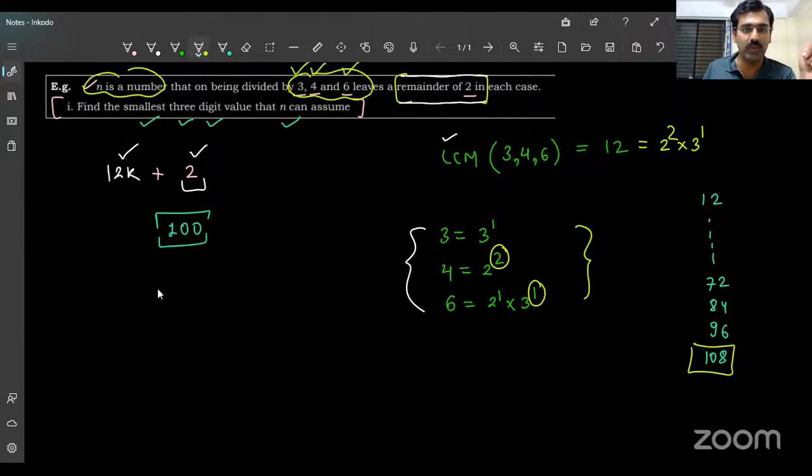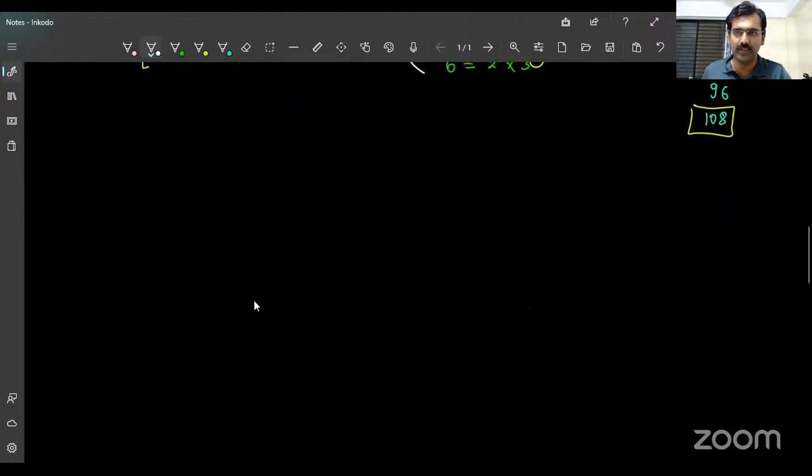But I don't need this 108. I need 108 plus 2 because I need a remainder 2. So my answer would have been 110. Did you all get my statement, students? Why did I say that 110 will be the final answer to this question? I hope you all are able to understand and digest how easy these questions are if you know the language, if you can crack the code and easily bring up the data which is needed.